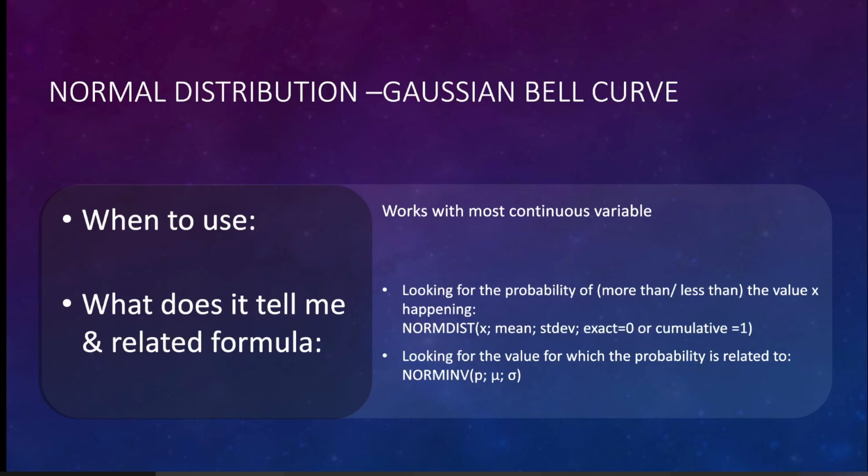Now, last but not least, we also have our normal distribution, or our Gaussian bell curve. And it basically works with most continuous variables, as we've seen in the last semester in statistics. And it tells us what the probability of a certain value, or more than a certain value, or less than a certain value happening is. And we use norm dist for that, as we've used before, with the x, the mean, and the standard deviation. We can also switch it around, and instead of looking for the probability of a value, look for a value related to a probability, which means we invert everything, so norm-inv formula.